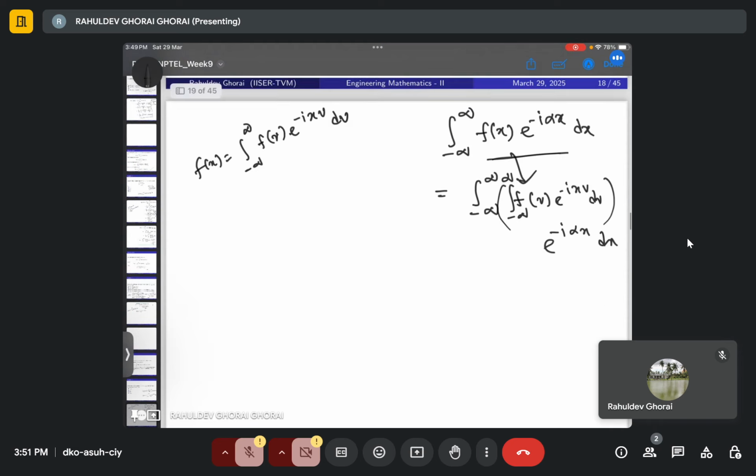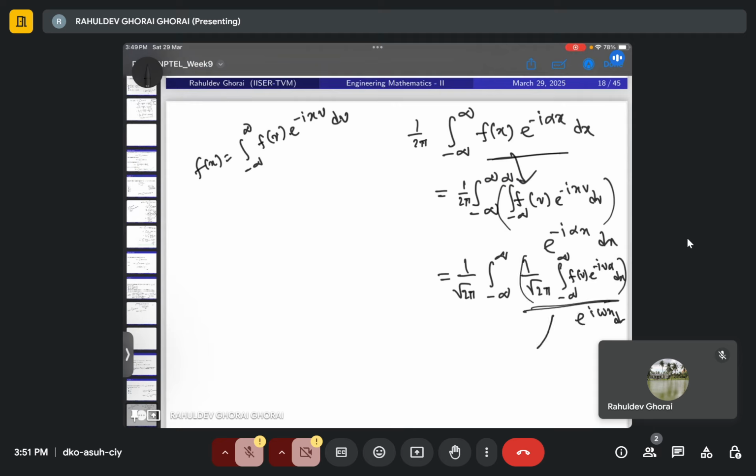By using some integration properties, what you can write is 1 over square root of 2 pi, and because of this another 1 over square root of 2 pi is there. So if you start with 1 over 2 pi, things will be like this: 1 over 2 pi, integral from minus infinity to infinity, this will interchange, and it will be f(v) e to the power minus i v alpha dv times e to the power i alpha x dx, and we say this one is the Fourier transformation of the function f(x).